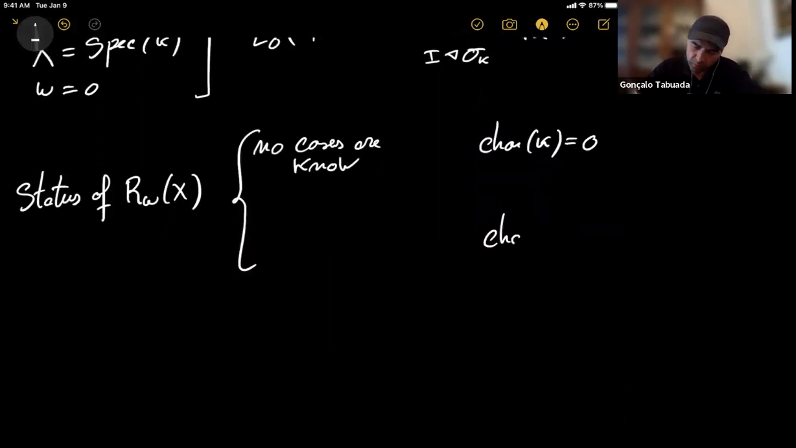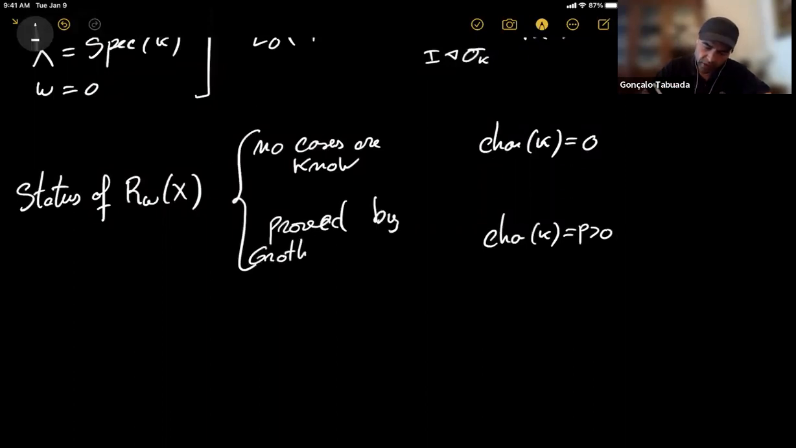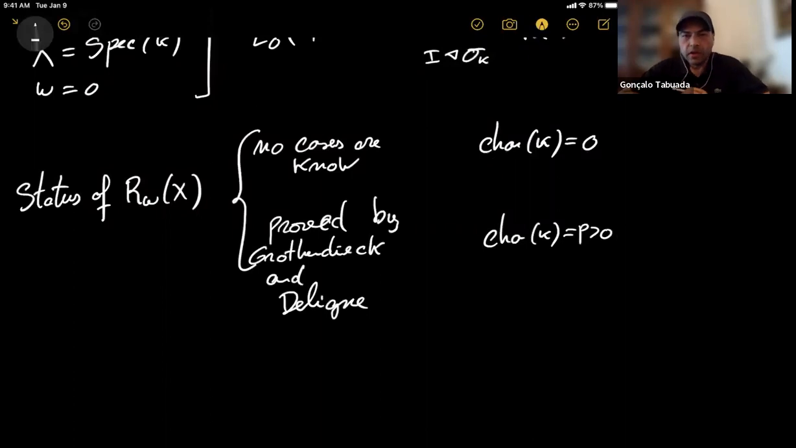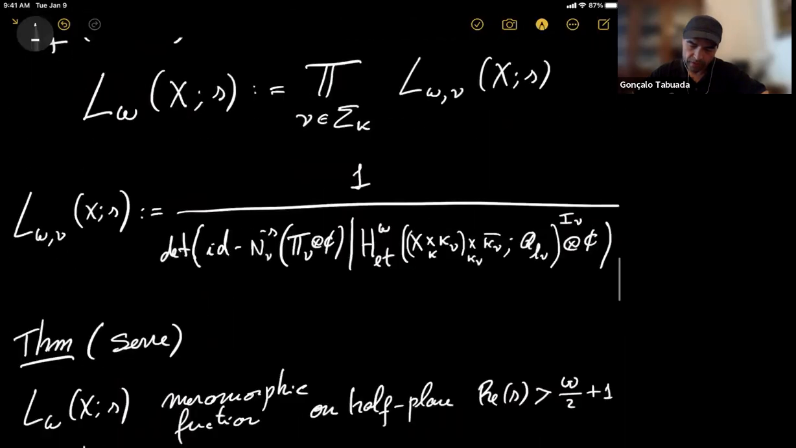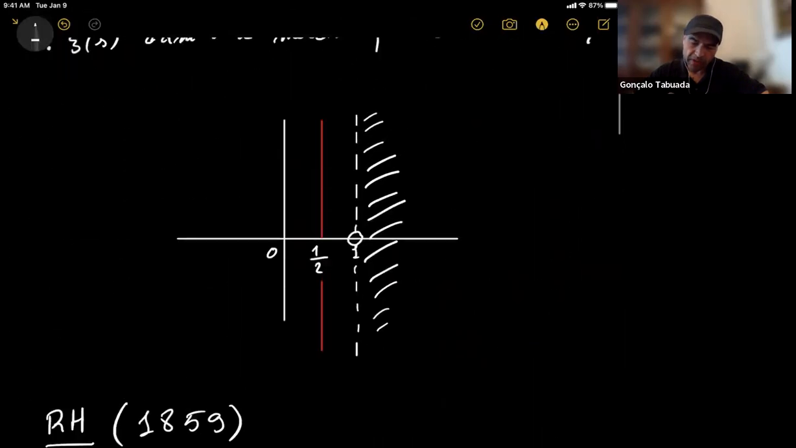And how about in positive characteristic? Well, in positive characteristic, it is known, and it follows from the work of Grothendieck and Deligne. So we have these extreme cases. In characteristic 0, nothing is known. In positive characteristic, everything is known. Okay, so this is what I wanted to say about the generalized Riemann hypothesis in my title.